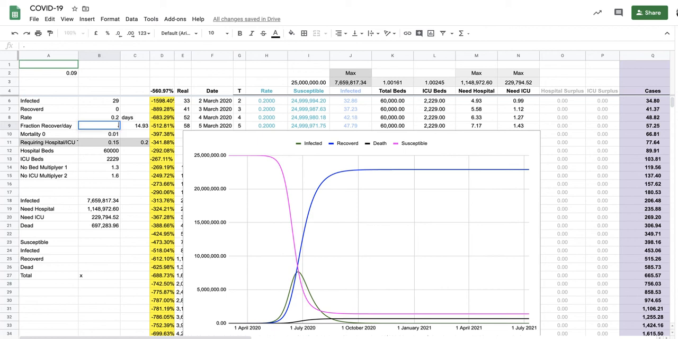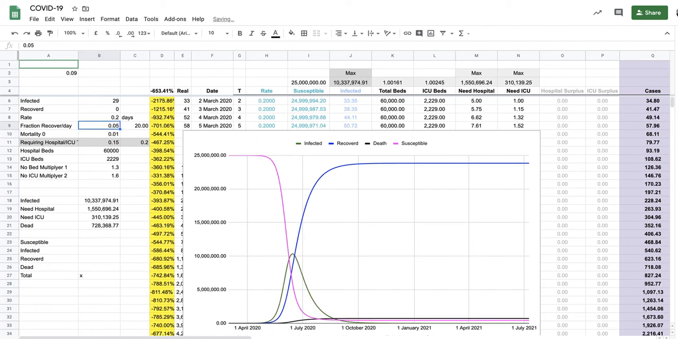So if I put that in as 0.05, that means it's 20 days. This is pretty much that you can't change this. The recovery takes 20 days. You get a higher peak because you've got longer infectious periods, so it increases the rate. So the peak infections now become 10 million.